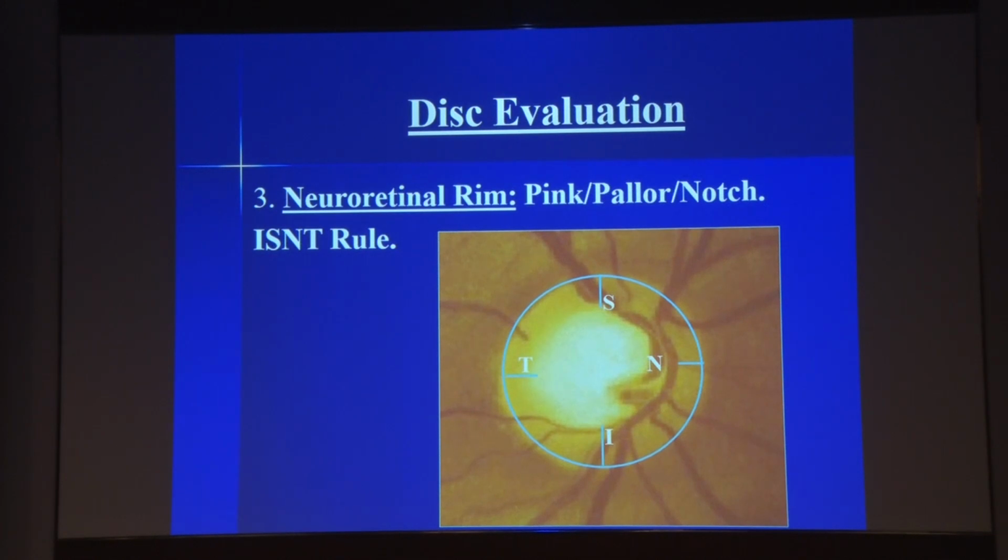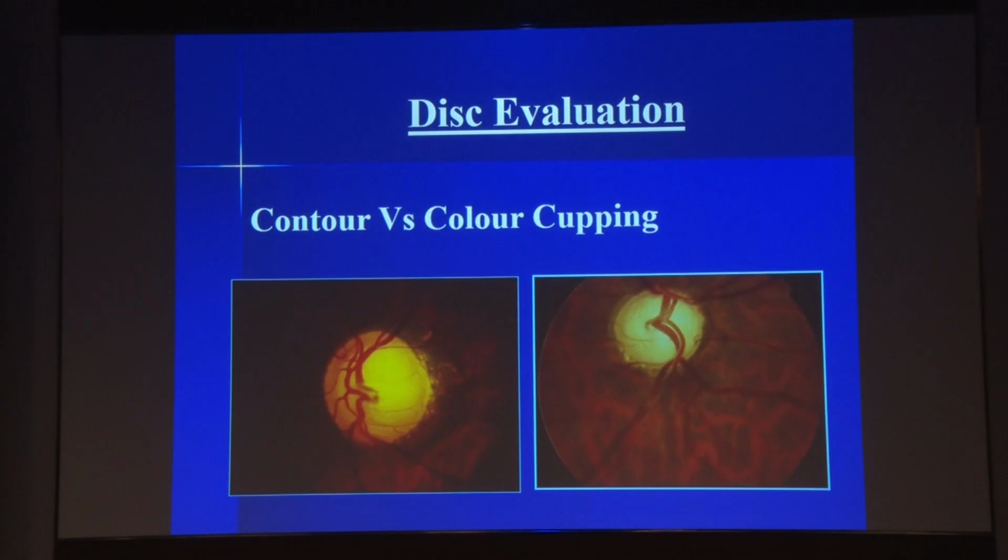If the ISNT rule is obeyed, a caveat here is that the disc should be straight. The disc should not be tilted. In certain abnormal situations, the ISNT rule is not applicable. But as a whole, in a normal disc, whenever you're looking at it, if the inferior ISNT rule is not obeyed, that can lead to a suspicion of glaucoma.